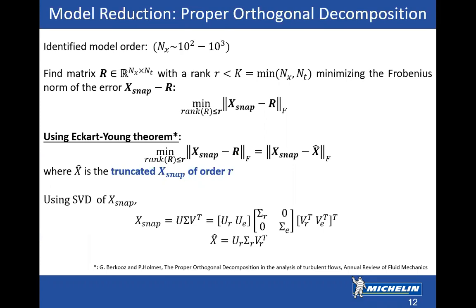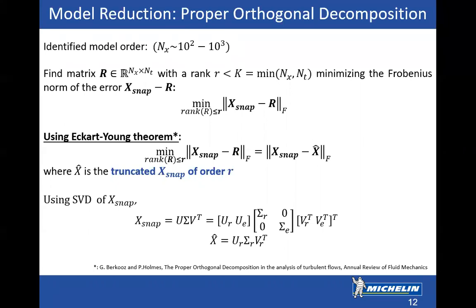Saying that I know all the states of my system. Our aim is to find a matrix X_R with a rank R less than the minimum of n_x by n_t of the initial snapshot matrix, which minimizes the Frobenius norm of the error, X_snap minus X_R. So I need to minimize the Frobenius norm of this error. Using the Eckart-Young theorem, X_R is equal to X hat in order to minimize our cost function, where X hat is the truncated X_snap of order R. So now X hat minimizes the Frobenius norm of the error, and X hat is the truncated matrix of X_snap of order R.